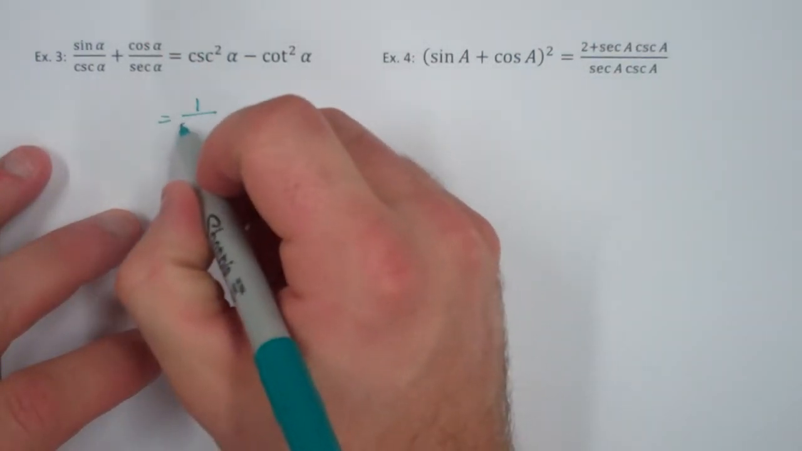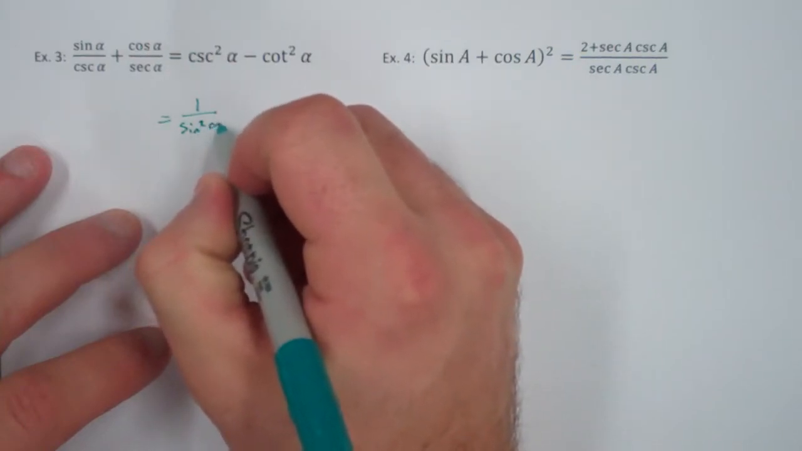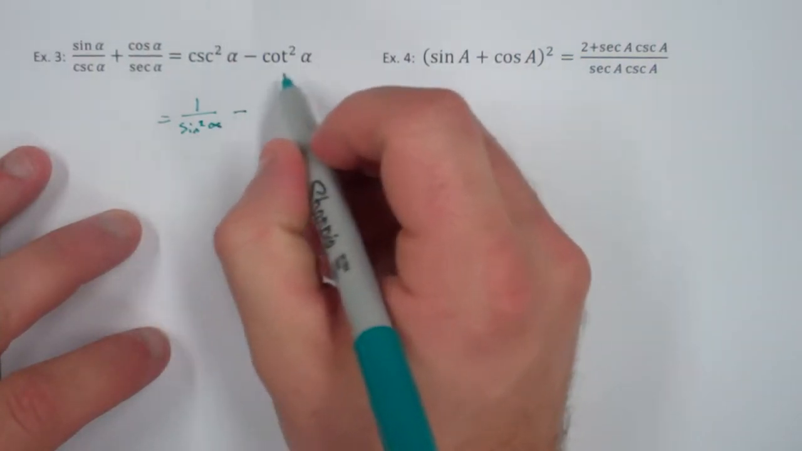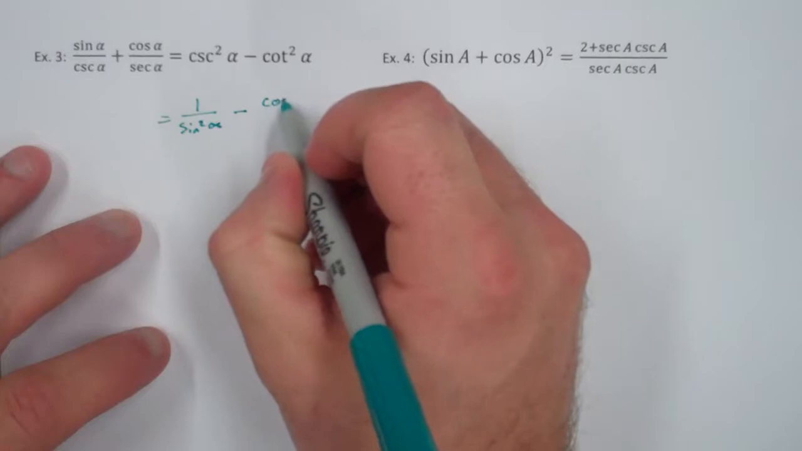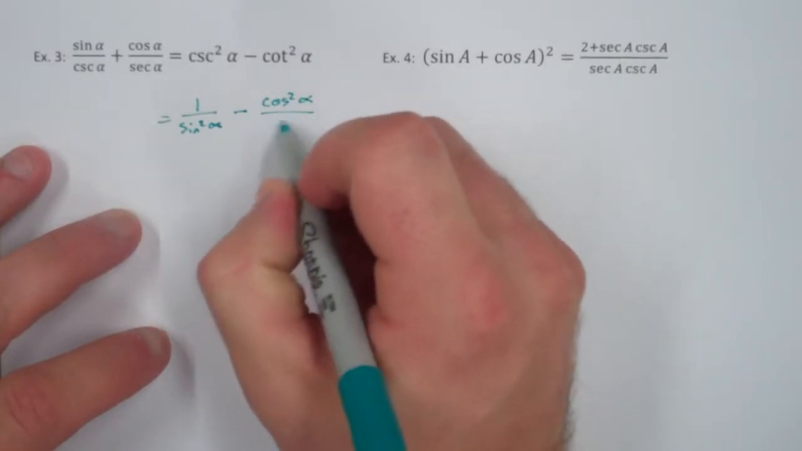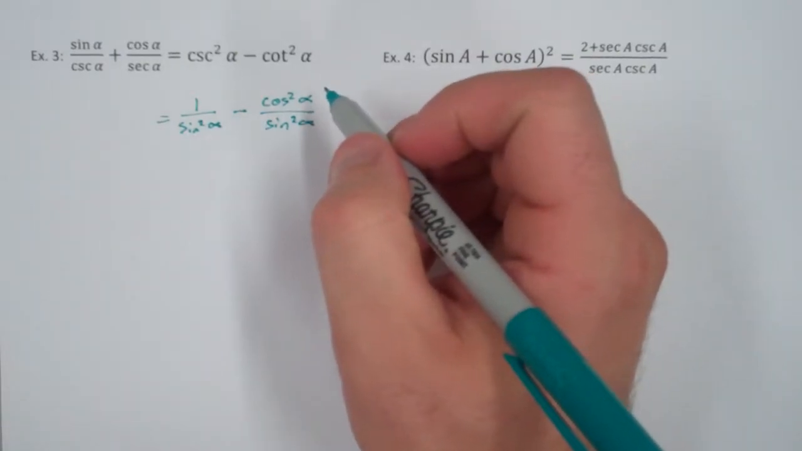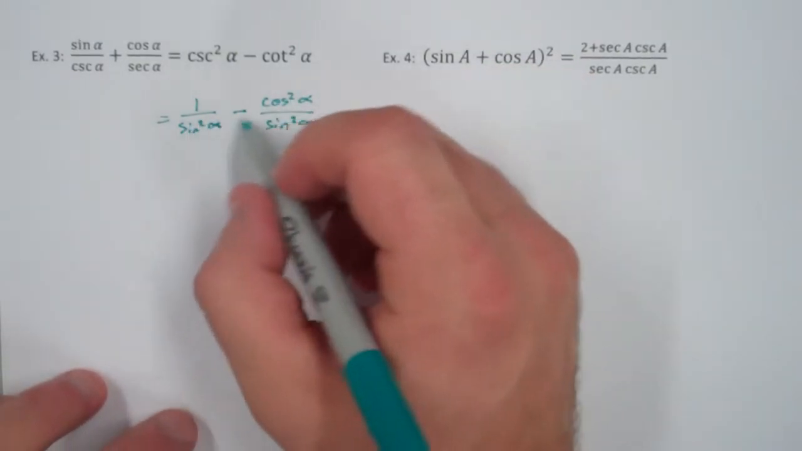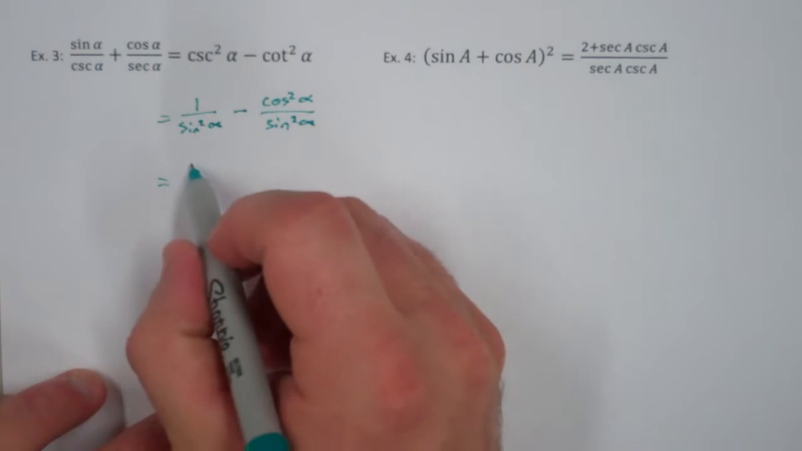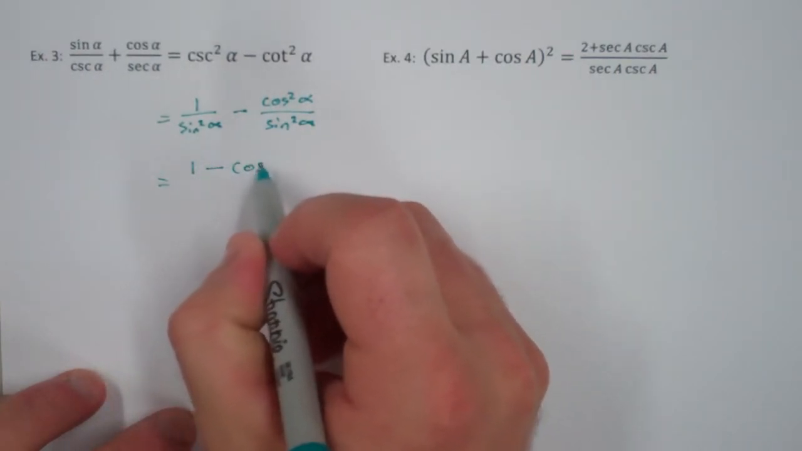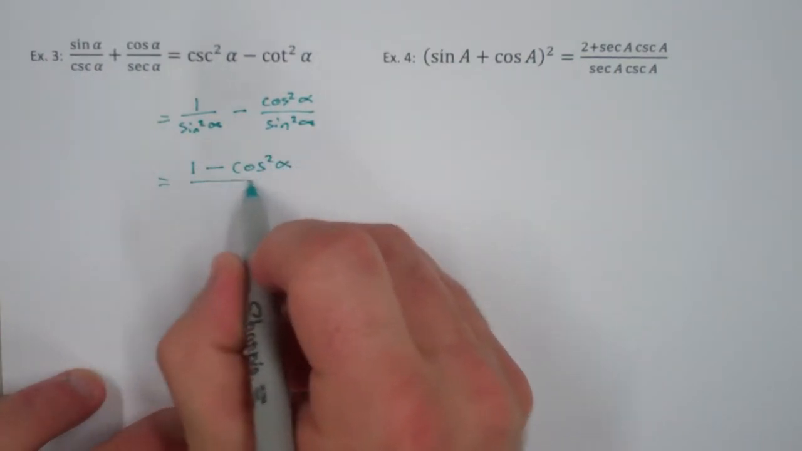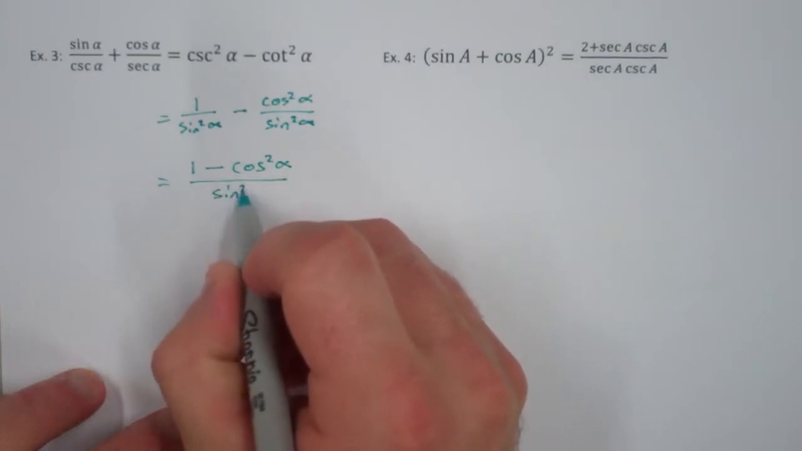So the cosecant squared is going to be 1 over the sine squared. And then the cotangent is going to be cosine squared over sine squared. You'll notice that we can actually add these fractions together. So this will be 1 minus the cosine squared over the sine squared.